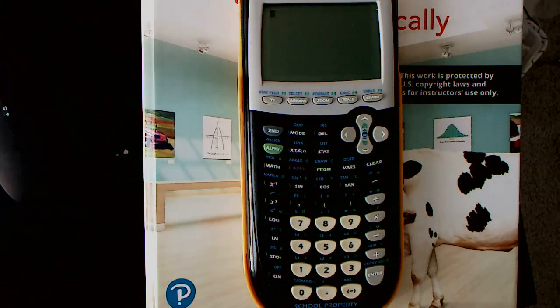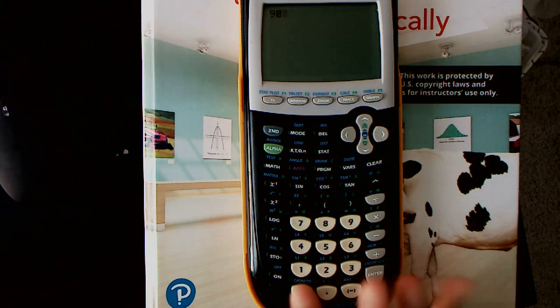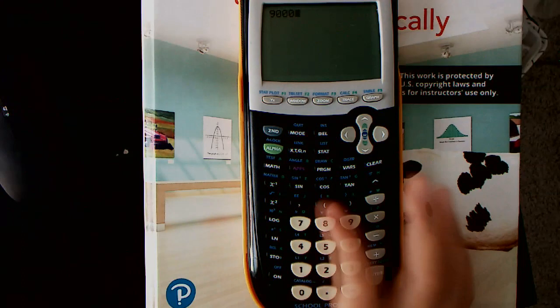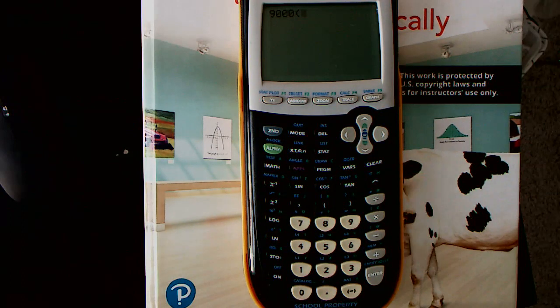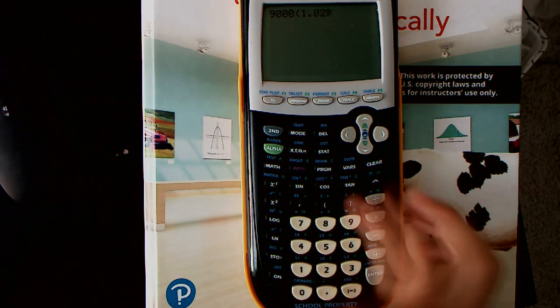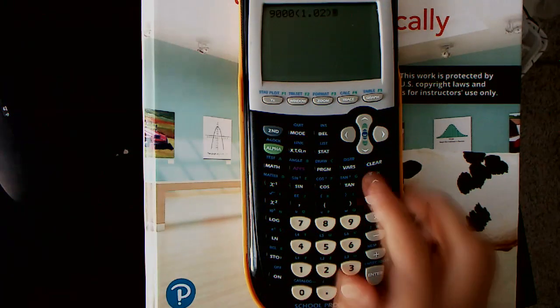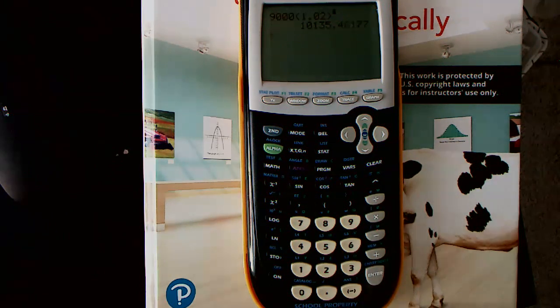I'm going to go back to the calculation mode and I clear my calculator. So I remember it's 9,000, right? 9,000 multiplied by, I put a parenthesis to frame the base, 1.02, and close the base and raise the base to the power of 6. And I got this number. So in 3 years, the value of your savings account, in other words, your accumulated balance, is going to be $10,135.46. It depends on how we round it.